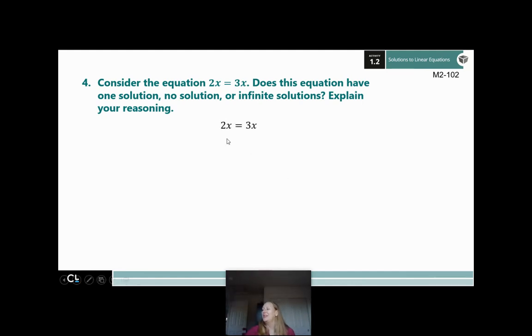So 2x equals 3x. So here's what I did. I solved it. I was like, well, let me get the x all alone, just like we usually do, and see what I can do here. So I subtracted 3x from both sides.